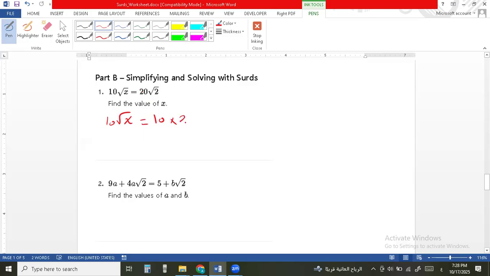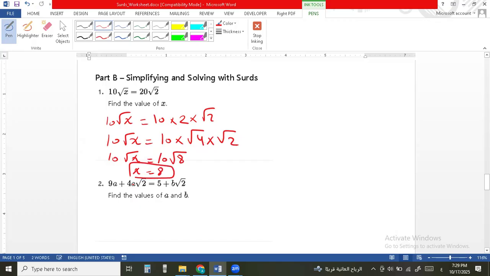Yes, 20. Let's just do it like this. 20 is 10 times 2, then times root of 2, which is already there. Then 10 root of x equals 10 times root of 4 times root of 2. Isn't the 2 root of 4? Yes, which is 10 root of x. I'm doing it step by step just for you to see how it works. 10 times root of 8. So what is the x? X equals 8. You see this?